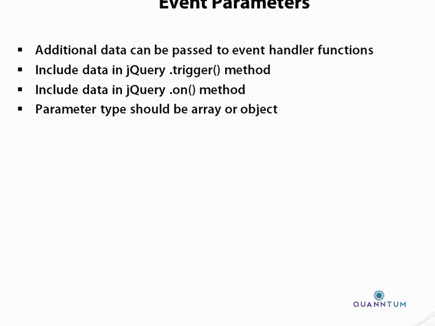Passing data to event handler functions is very straightforward. We have a couple of options for how to do it. We can pass the data from the trigger method, or we can specify the data when we attach the event handler. We'll explore both of these options. In either case, the data we pass to the event handler function must be an object or an array.